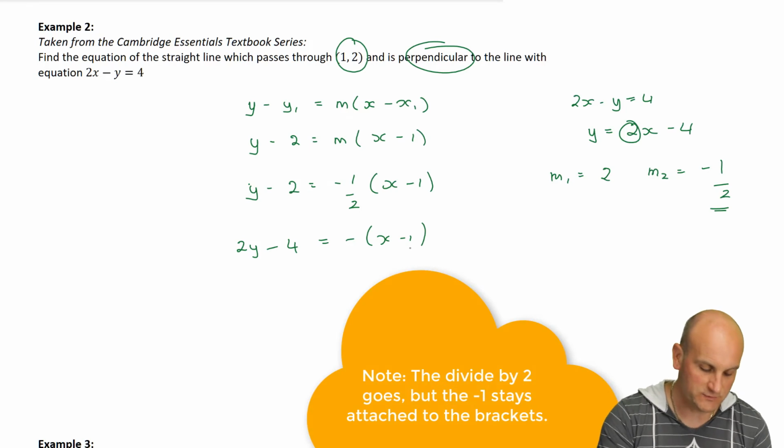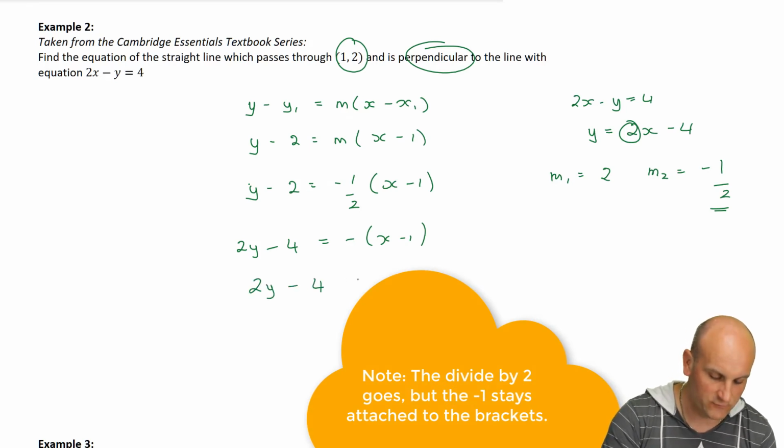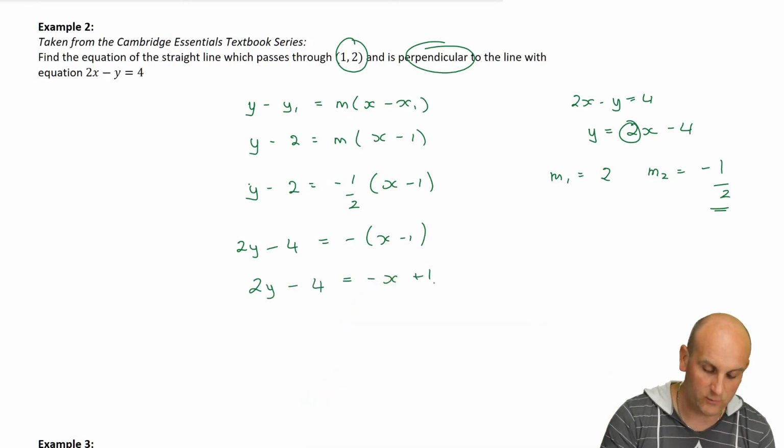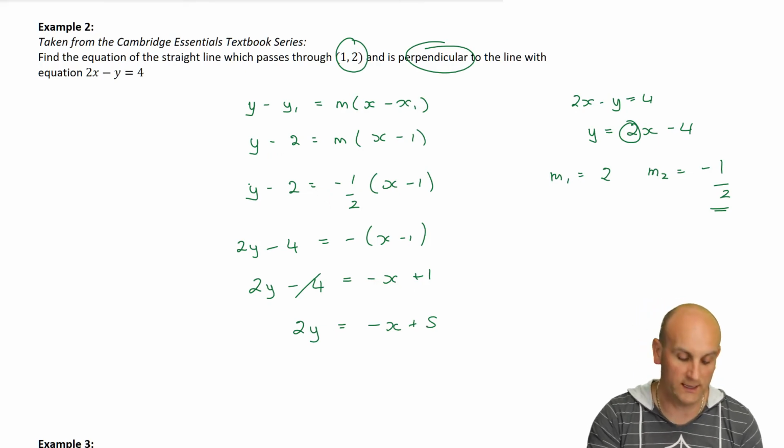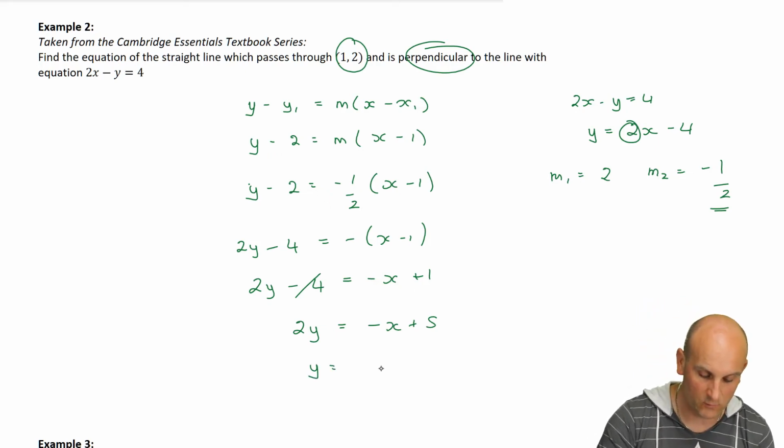That minus sign I'm going to multiply out, so I get 2y minus 4 is equal to minus x plus 1. Add 4 to both sides gives me 2y is minus x plus 5. And now because I want the equation of the straight line, I've got to have it y equals. So halve everything. So y is equal to minus x on 2 plus 5 on 2.